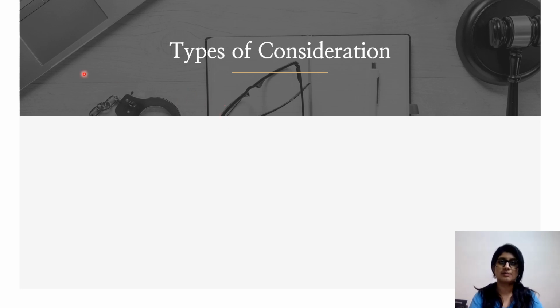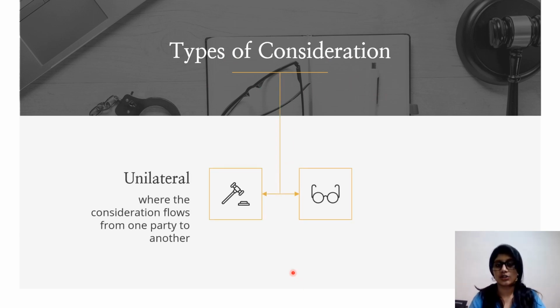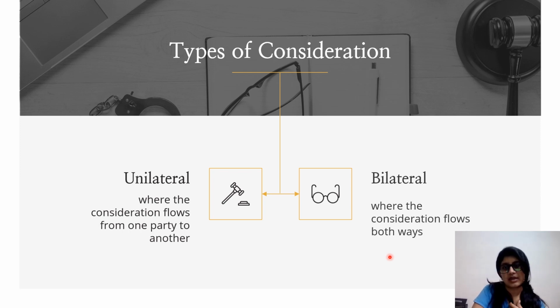Now, we've already seen past, present, and future types of consideration. There are 2 other types of consideration that I mentioned once before. One is unilateral consideration. This means the consideration is flowing from one party to the other. So, if I say I'm going to sell you this for this much money, and you say, okay, fine, I will take that for this much money, then the consideration is flowing from you and the object is flowing from me. Bilateral consideration is where the consideration flows both ways.